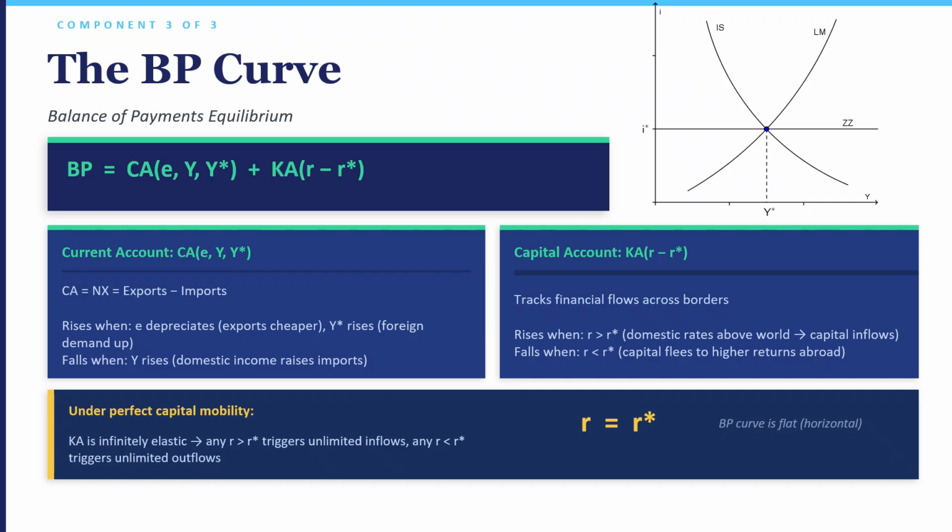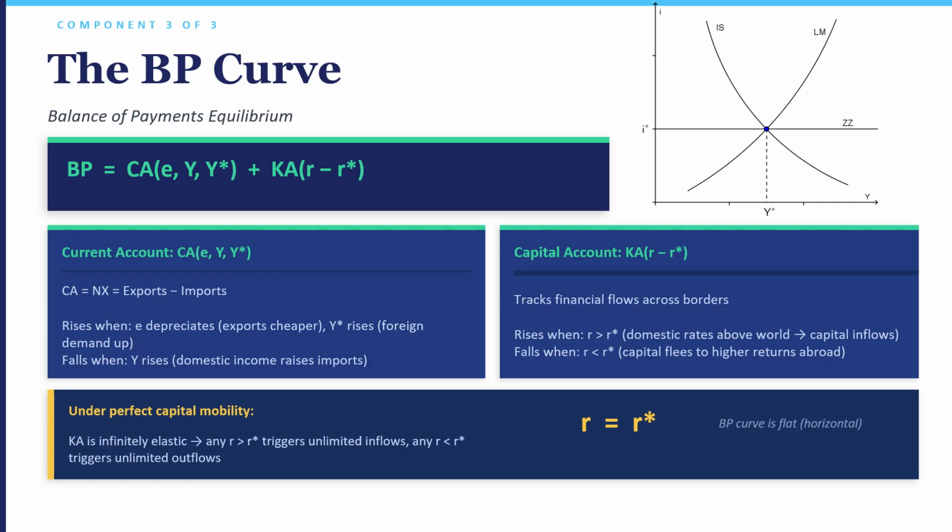The capital account, which is the second part there, KA, is a function of R minus R prime. That is the interest rate differential. And this tracks financial flows. So if your domestic interest rate is higher than other countries, then money will flow in from foreign investors looking for that higher return. And if your rate is lower, then your own investors will invest elsewhere to get those higher returns, causing capital outflow.